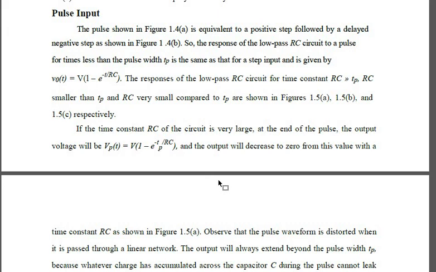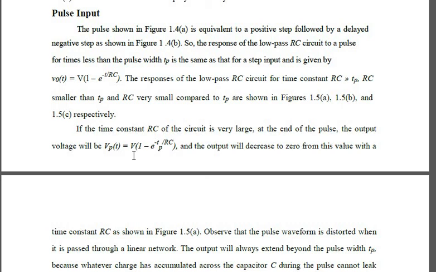Okay, so whenever the time constant RC is greater than your pulse width, the equation will be different and your waveforms will be different. At the end of that particular pulse, the output will be given as Vp(t) equals V times (1 minus e to the power of minus t divided by RC). This is the output voltage equation for your pulse input.